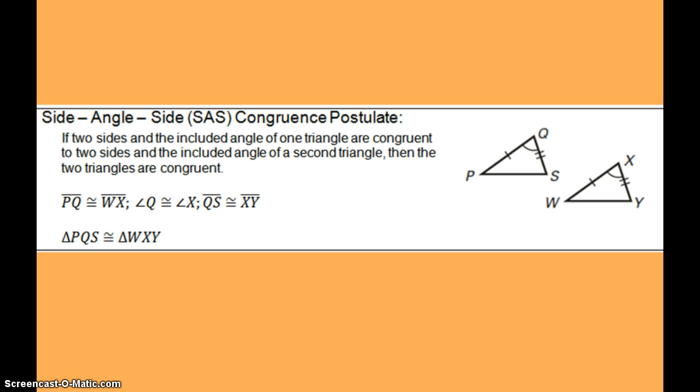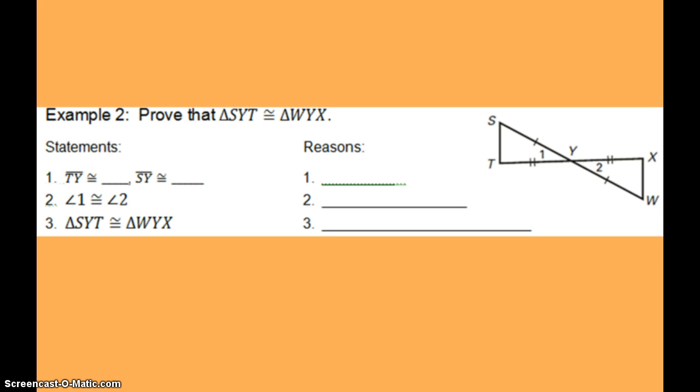Alright, and the second postulate we're learning about today is the side angle side congruence postulate. If I have two pairs of congruent sides, 1 and 2, and their included angle is also congruent, remember included angle means it sits in between the two sides. So this angle is the only angle that touches both side 1 and side 2. So that would be my included angle. So the side angle side congruence postulate says that these two triangles must be congruent.